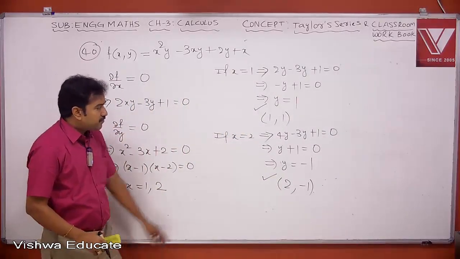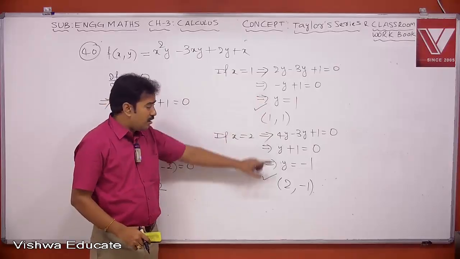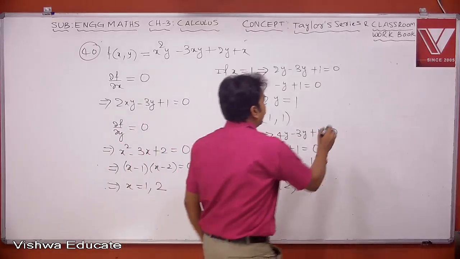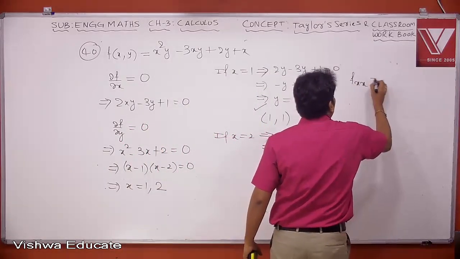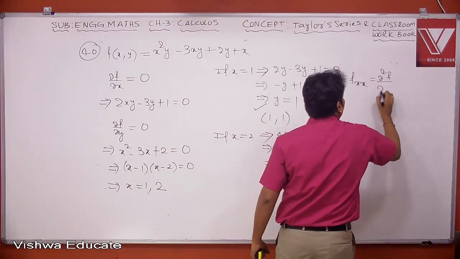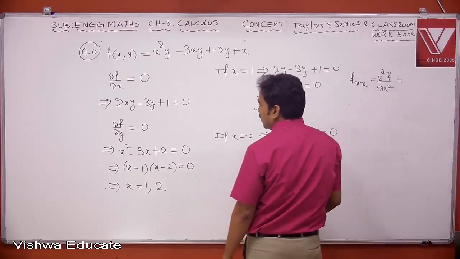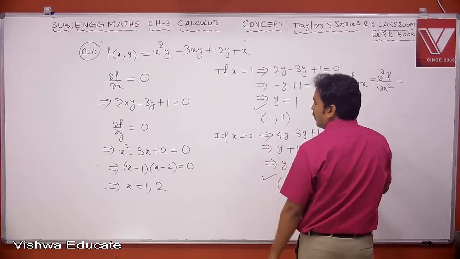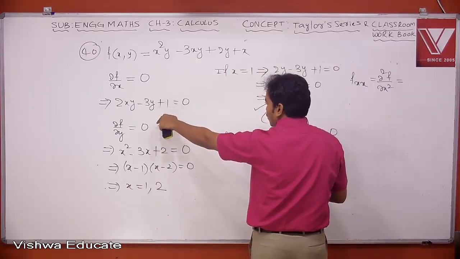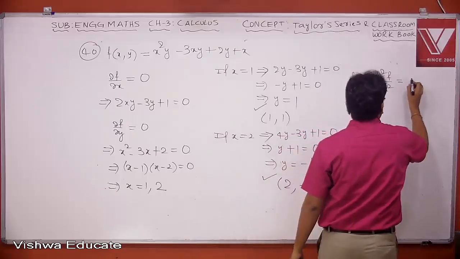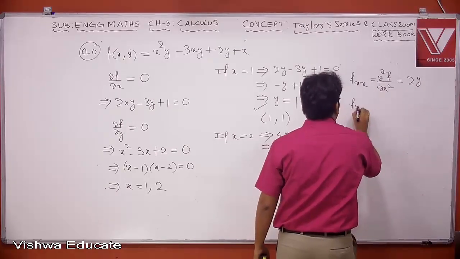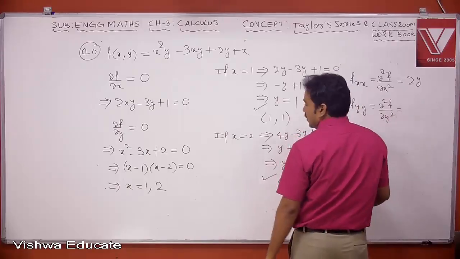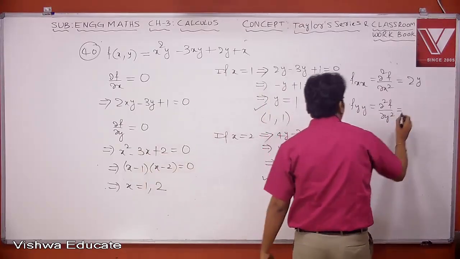Now let us see whether it is an extremum point or not. So let us go for the second derivative test. What is fxx? Dou square f by dou x square. This quantity becomes 2y. fyy is dou square f by dou y square. So this is purely a function of x, so this becomes 0.